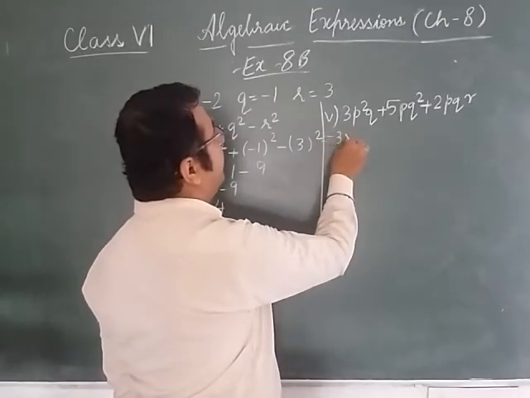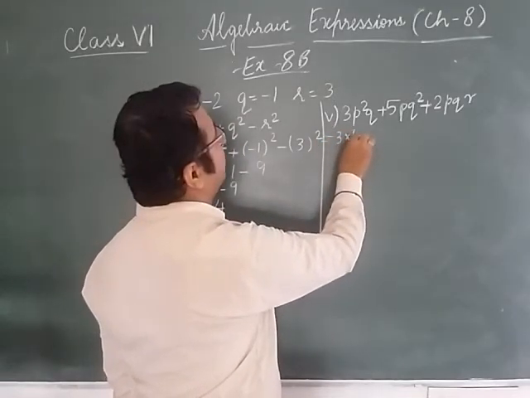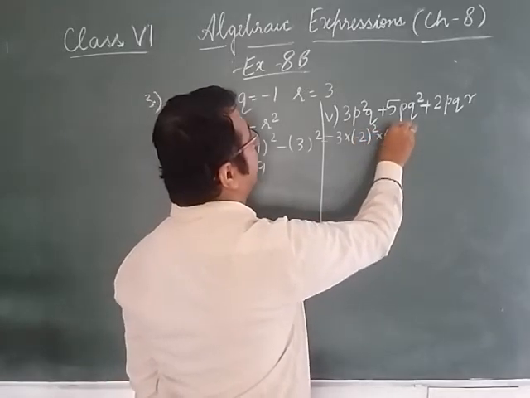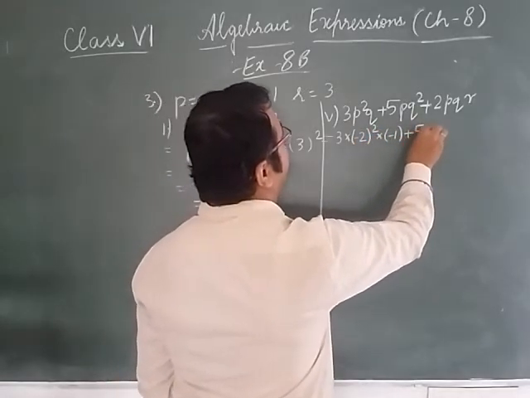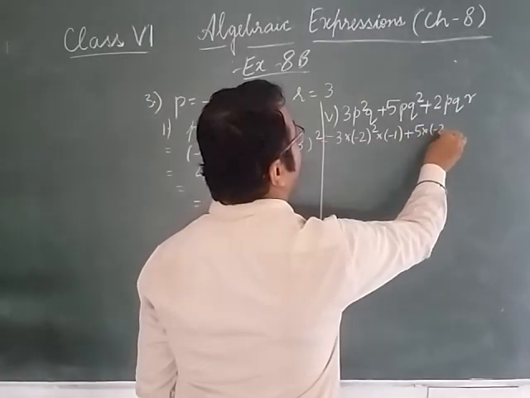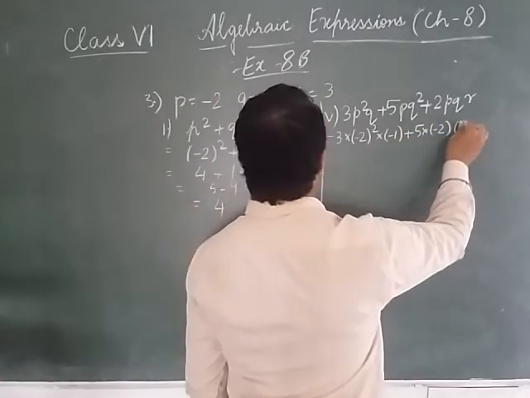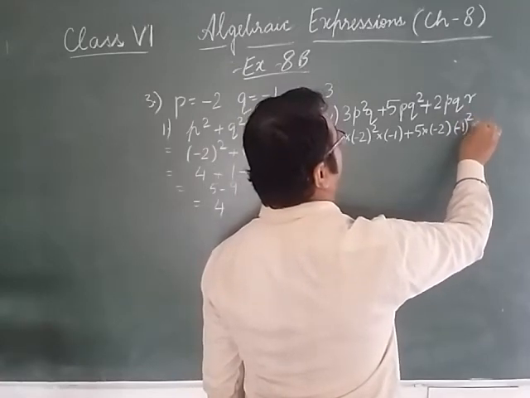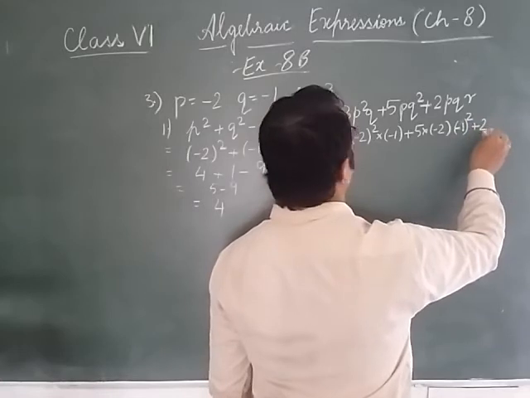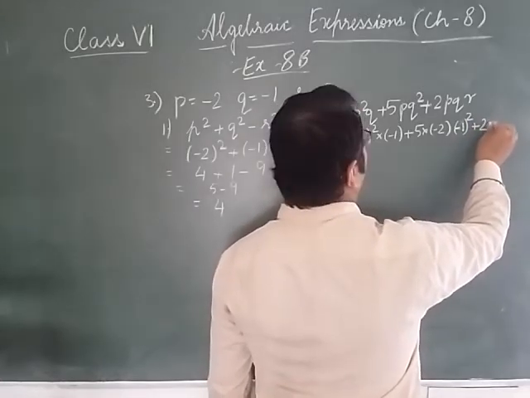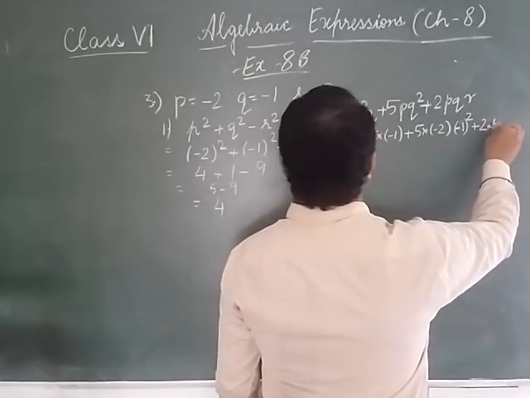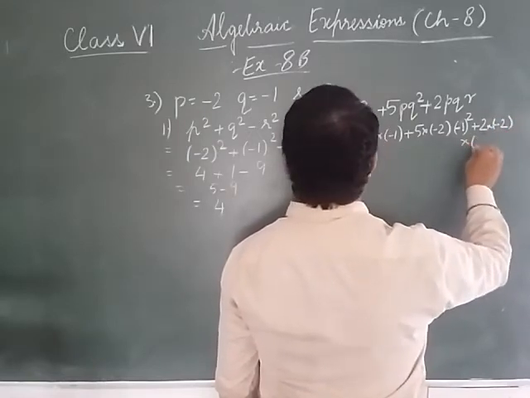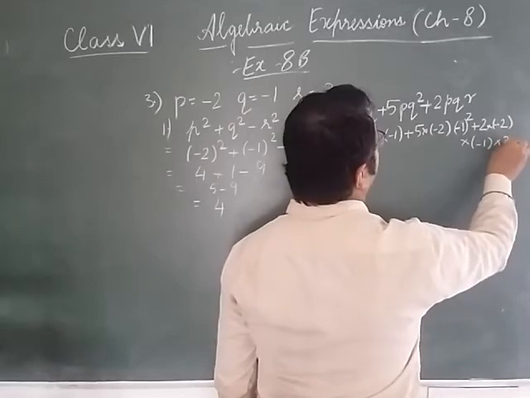We will get 3 into p is minus 2 whole square, q is minus 1, plus 5 into p is minus 2, q is minus 1, plus 2pqr means 2 into minus 2 into minus 1 into r, which is 3.